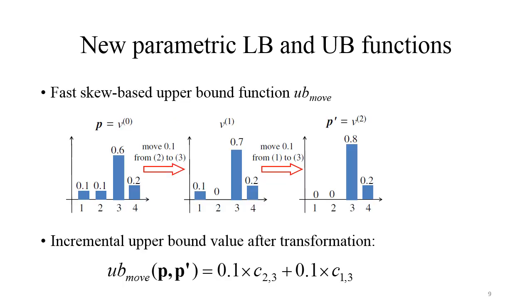During the skew transform for computing LB skew and UB skew, we can maintain the fast incremental upper bound for UBQQ' and UBPP'. As an example, suppose that we move 0.1 from the second dimension to the third dimension. We can immediately obtain the upper bound 0.1 times C23 after we further shift 0.1 from the first dimension to the third dimension. We can use this UB move QP' as UBPP'. Similarly, we can also obtain UB move QQ' for UBQQ'.